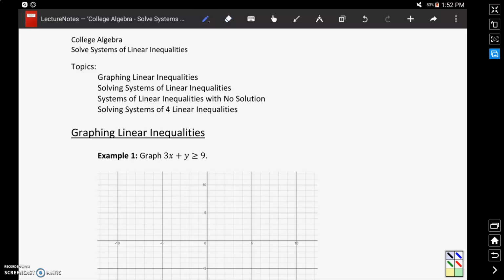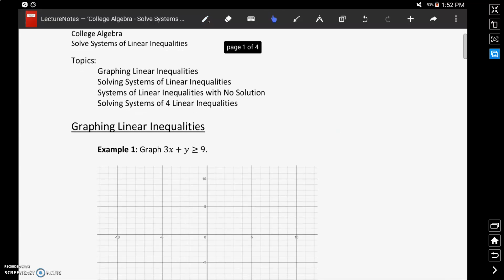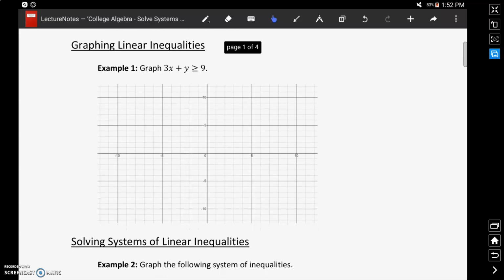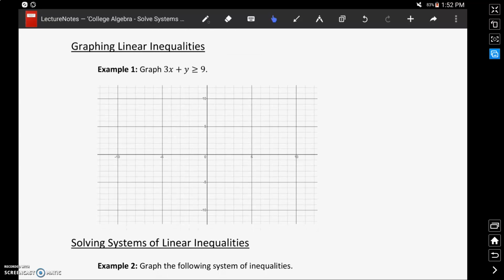The solution to a system of linear inequalities, if a solution exists, always takes the form of a graph with a shaded region. Before we get into solving a system though, let's just do a quick review of graphing a linear inequality.